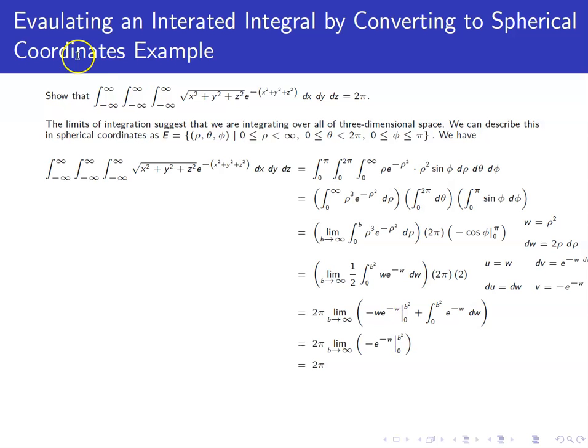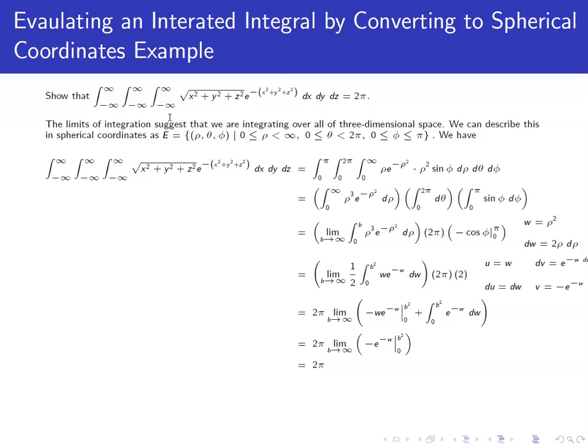The limits of integration here are telling us that we're integrating over all of three-dimensional space. If we were to do this in terms of rectangular coordinates, we would have three doubly improper integrals, because we have a lower limit and an upper limit of integration for each of the three variables that are not good limits. So I would end up having to do several integrals, handling limits appropriately.